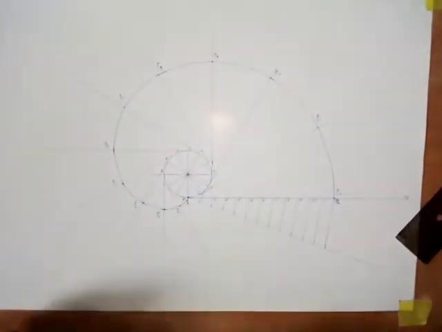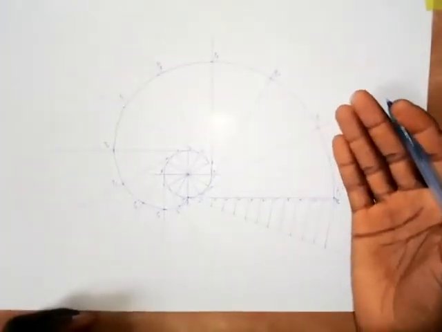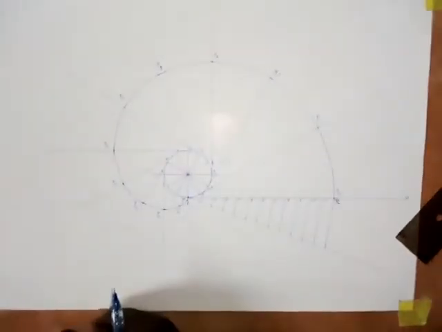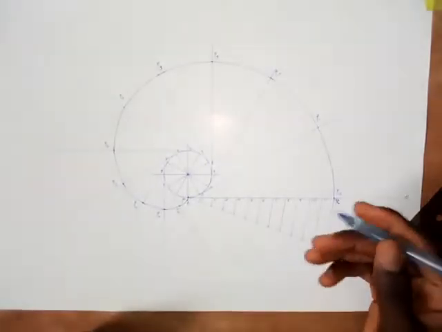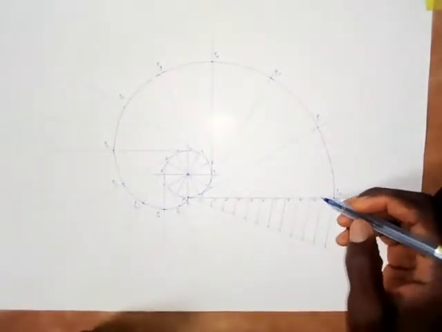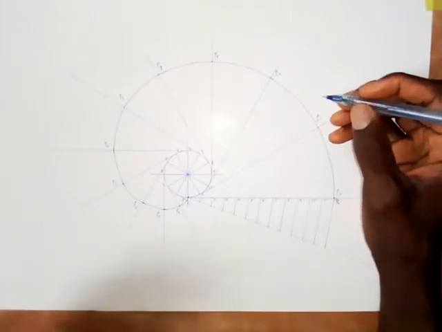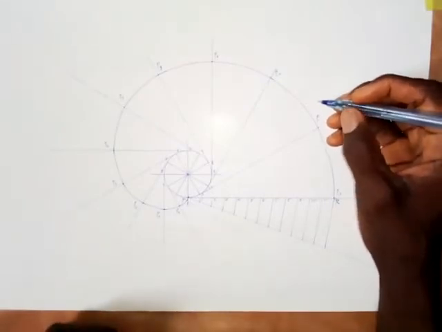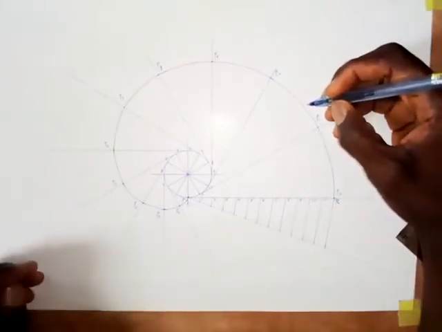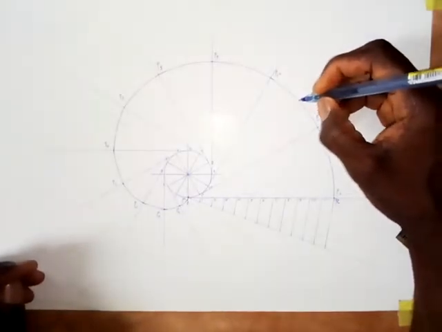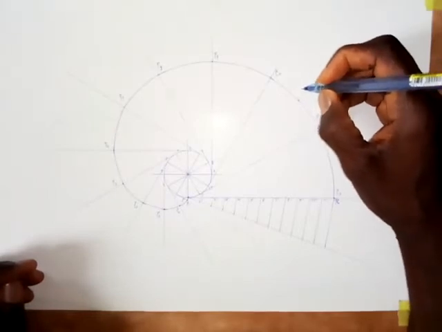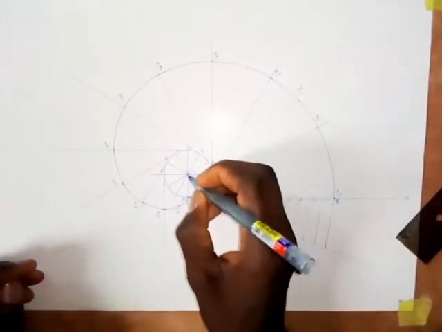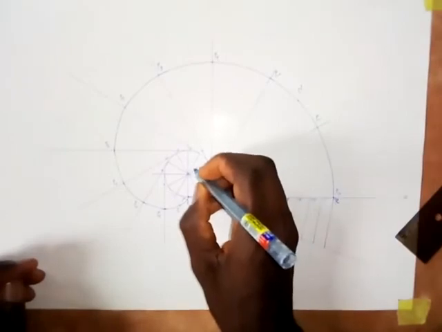Another thing you may be asked to do is to construct a tangent to this involute at a given point. They may give you a point, where you measure a distance from here to a particular point. So make sure you read the question and understand it before you answer. I'm going to put a point here, and I will call it point N. Let's call the center of the circle center C.